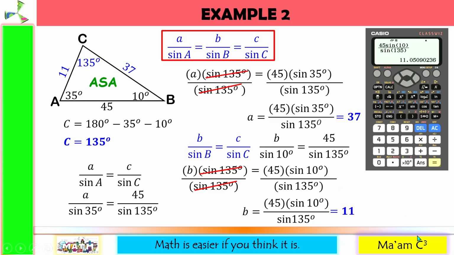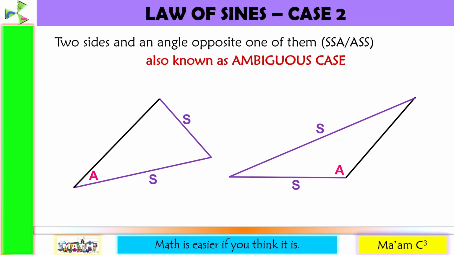Let us enumerate our answers. Angle C is 135 degrees. Side A is 37 units because there is no particular unit given. And side B is 11 units. Now let us discuss case 2.